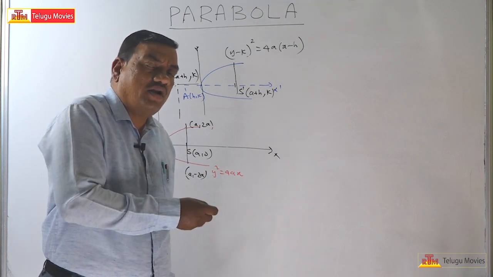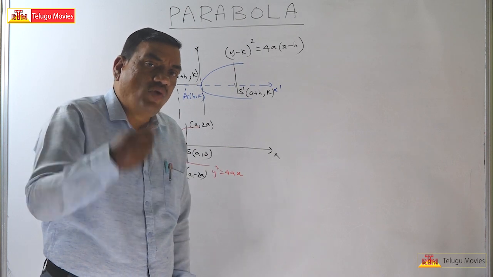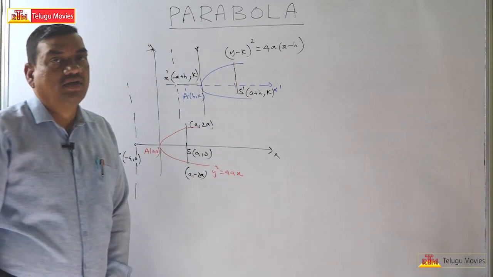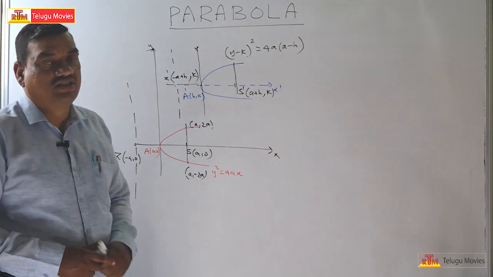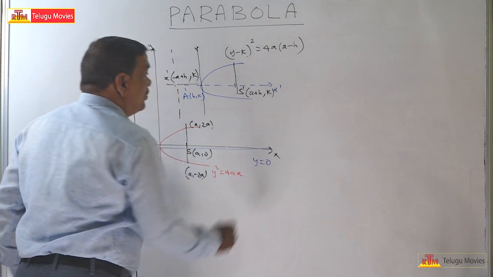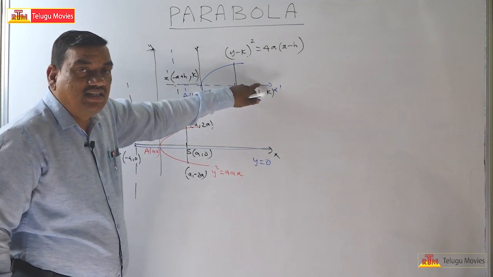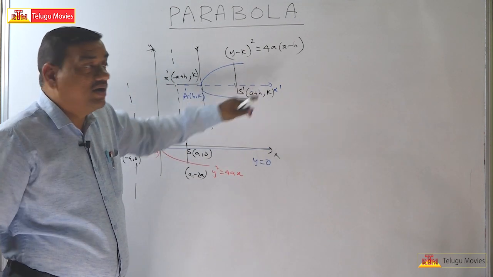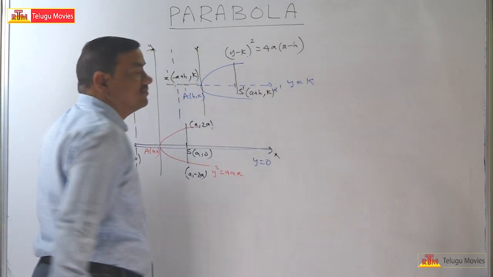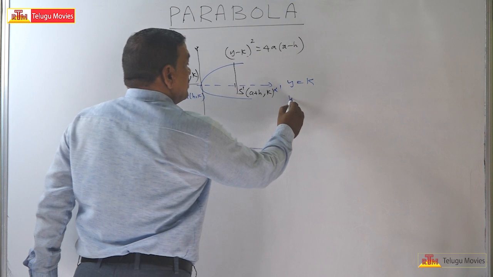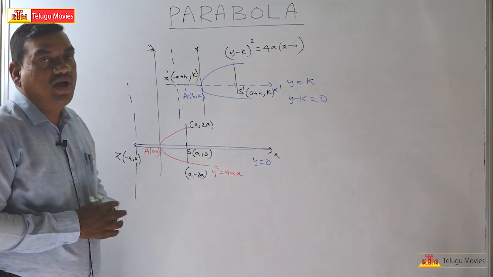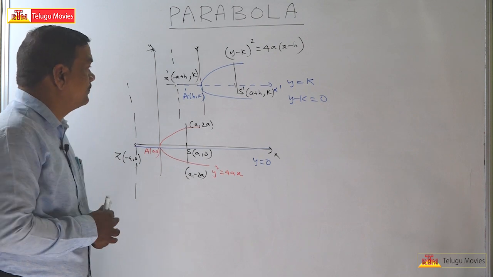For the x coordinate you add h, for the y coordinate you add k. That's all. You will get this point. Coming to equations, what is the axis here? y is equal to 0. Here the axis is this, so there is an increment. What is the increment? k increment is there. That's why y is equal to k. So the equation of the axis is y minus k is equal to 0.